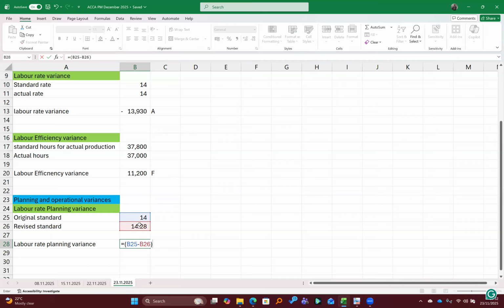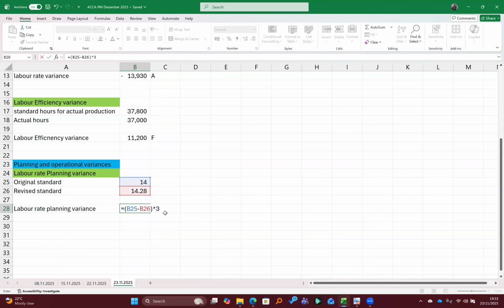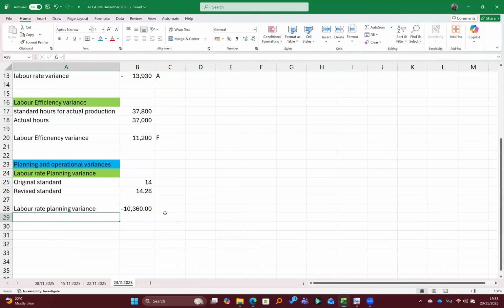So that gives you, multiply by the what? Because this one gives you the rate per hour, multiplied by the 37,000 hours. So that gives us 10,360. And again, it is adverse because the revised standard is higher than the original. So we are paying people more, so that is adverse. So that's the labor rate planning variance.